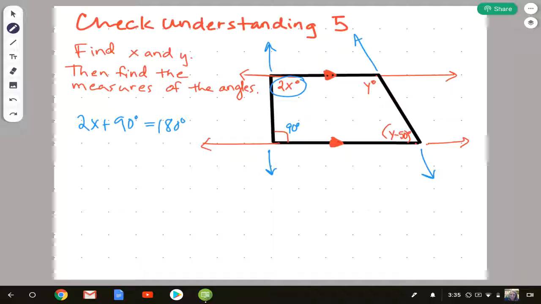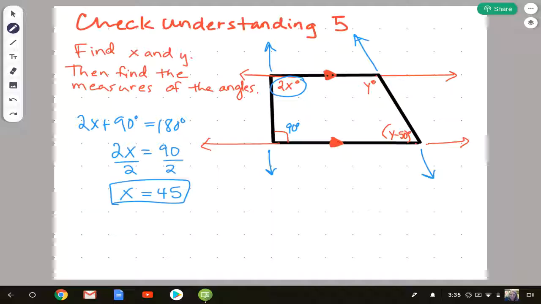If I subtract 90 from both sides, I get 2x equals 90. And then divide by 2, I get x equals 45. Alright, so that's part of my answer. Now on the other transversal, I also have y and y minus 50. Those two angles are on the left side of the transversal, but they're also inside the parallel lines. So these two are also same side supplementary angles.